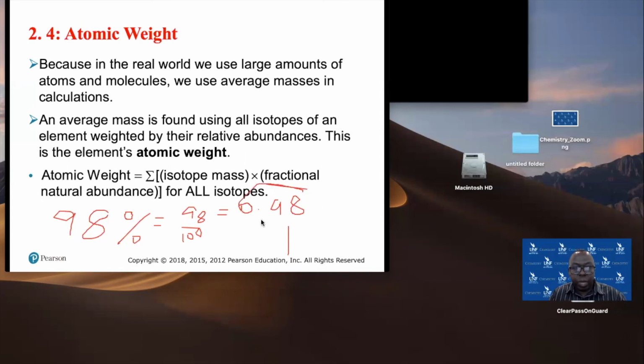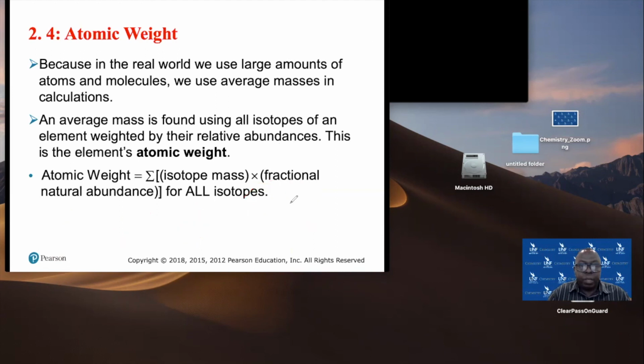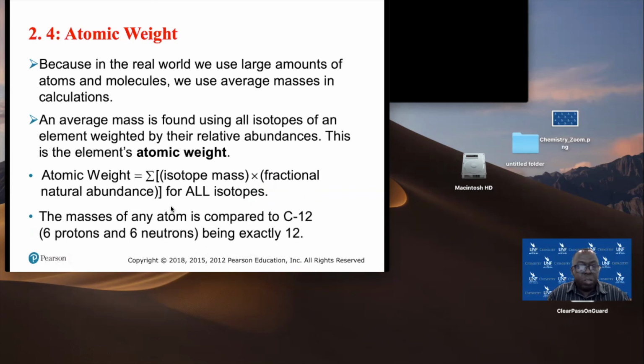This equation right here, you need to use the fractional abundance, not the 98. If you plug in 98%, you end up with the wrong answer. So what I want to do is use one example to show you how the atomic weight of all elements on the periodic table is calculated using the equation and their naturally existing isotopes.